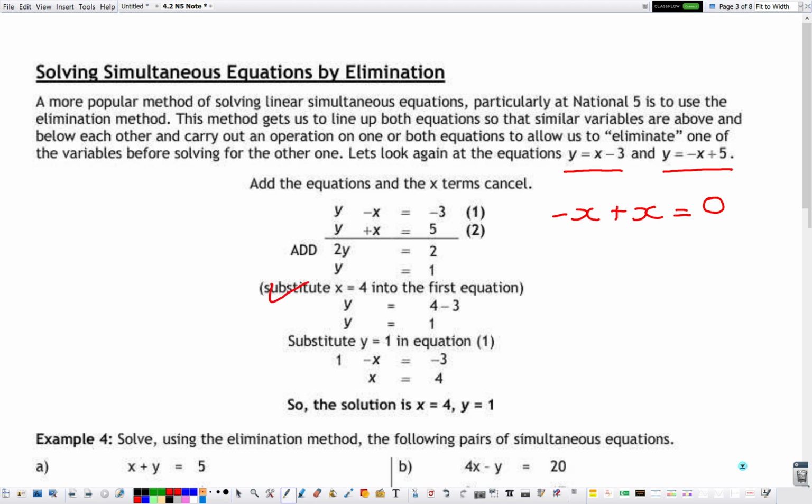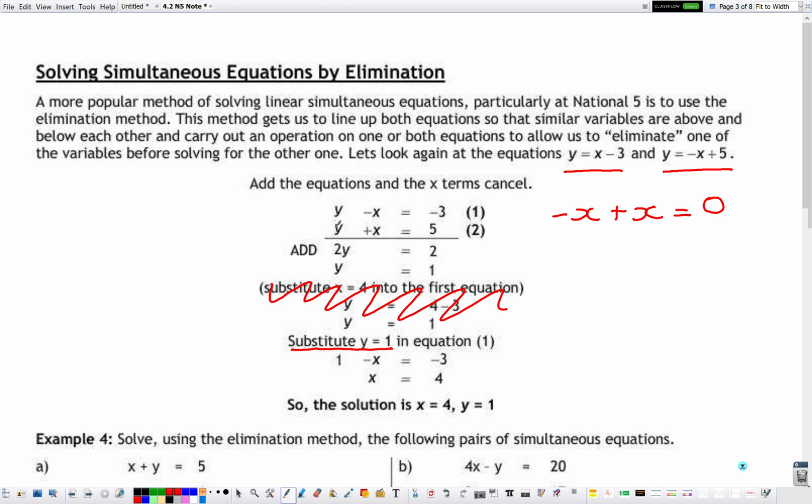So this bit shouldn't actually be there, so I'm going to scribble it out. So we know that y equals 1. We now have to substitute y equals 1 into one of our other equations. Now, it doesn't actually matter which one we choose. Choose the easiest one. Now I actually probably would have chosen equation 2 here myself, y plus x equals 5, because everything's positive, which makes our lives a little bit easier. Okay, but in this example they've chosen equation 1, it will work out the same.